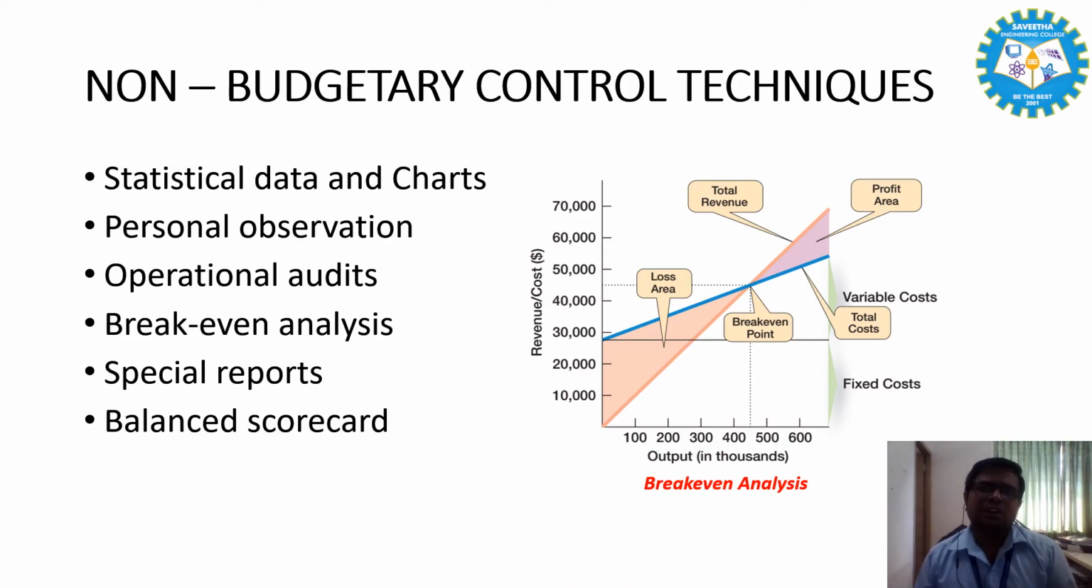The next one is special reports. Executives can give special reports for certain projects or non-repetitive situations. Such reports can also be given on the progress and performance of individual departments. The prepared reports are submitted to the superiors and they can analyze them to control the process.